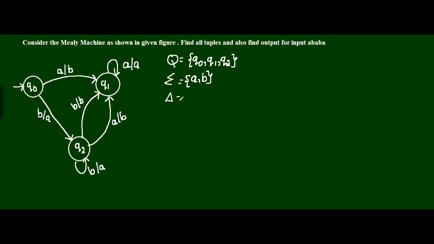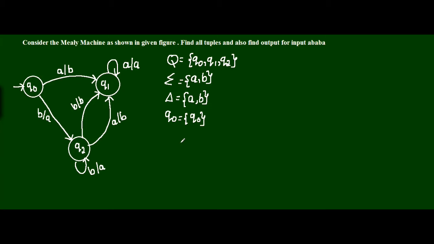Delta, that is the output symbol. Q0 is my present state, A is the present input, the next state is Q1 and the output is B. Likewise here the output is A, here the output is B. So I have two output symbols, A and B. This is the initial state. In this example the initial state is Q0.